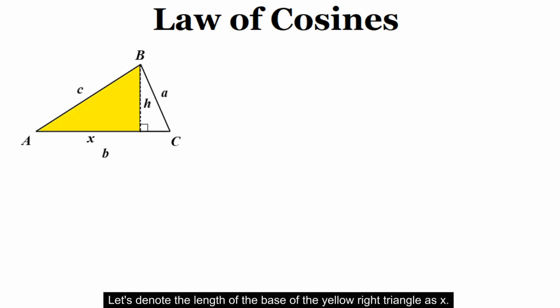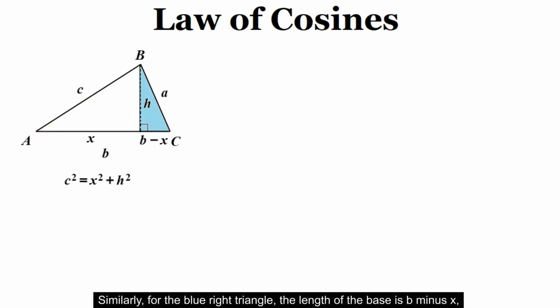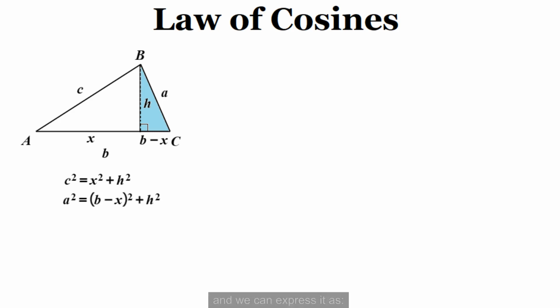Let's denote the length of the base of the yellow right triangle as x. Using the Pythagorean theorem, we can express it as follows. Similarly, for the blue right triangle, the length of the base is b minus x. And we can express it as.